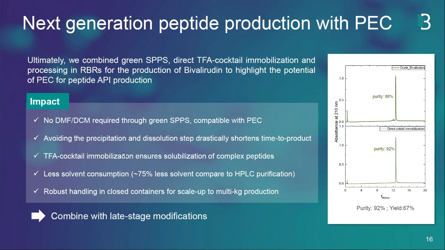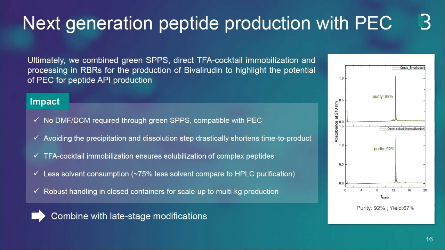And using TFA cocktail immobilization ensures the solubilization of complex peptides, whether hydrophilic or hydrophobic. The TFA cocktail will solubilize all the peptides. And finally, we want to emphasize that in the purification, compared to HPLC, we saved up to 75% solvent consumption. And this is robust handling in a closed container for scale up to multi-kilogram scale.